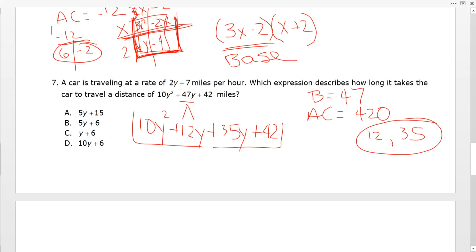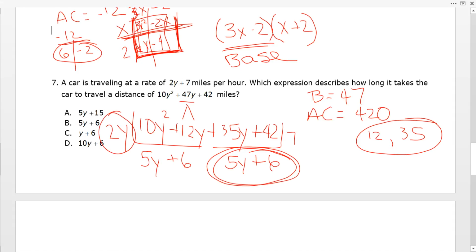Looking for greatest common factors. This one's going to have 2y. This one's going to have 7. And when I divide, I'm going to end up with 5y plus 6. I'm going to end up with 5y plus 6. So here's my 2y plus 7, which is this one. So 5y plus 6 is my answer for the other one.